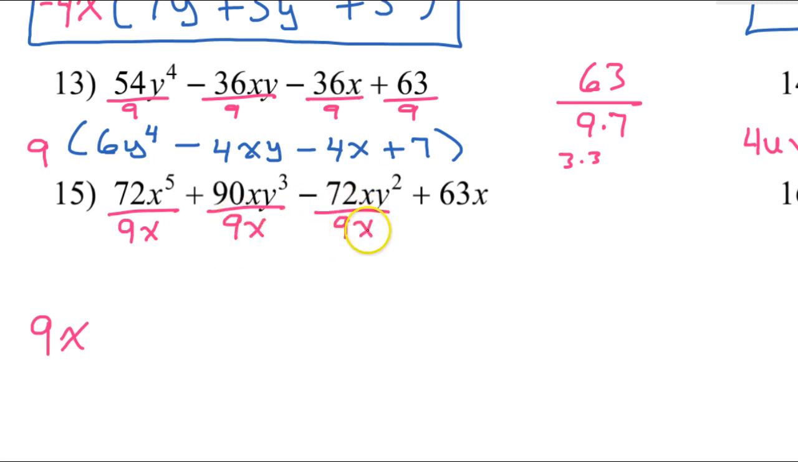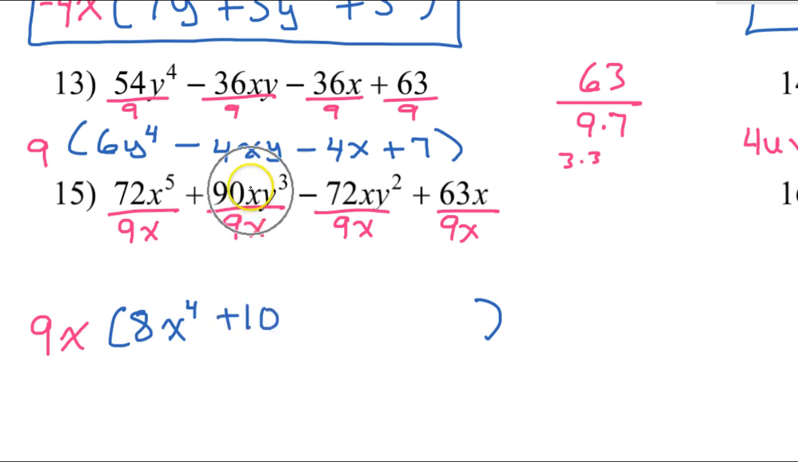Now, if you make a mistake, if it turns out that 9 was not the biggest number, we will find out, because that means inside of the parentheses, there will still be a number that you can divide everything by. Okay, now 72 divided by 9 is 8. So that's going to be 8, and then x to the 4th power after you cancel these out. 90 divided by 9 is 10. These x's cancel each other out, so it'll be 10y to the 3rd power.